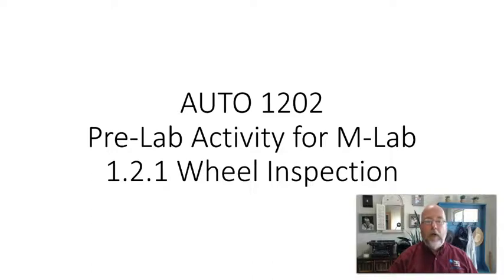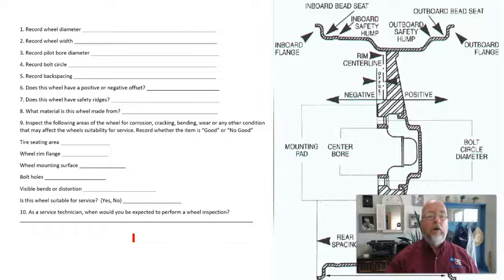We're going to have a look at Minilab 1.2.1 in this clip. This is a pretty straightforward lab. It just requires that you have access to a wheel and a tape measure, and you understand some terminology. And the terminology is typically where we run into some problems, being able to identify specific aspects of the wheel here. So let's look at question number 1.